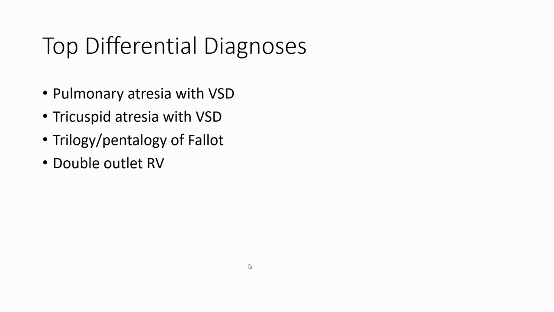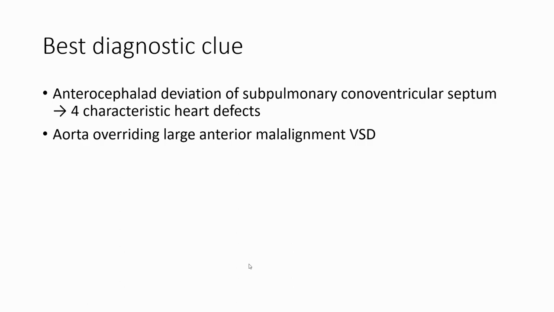Top differential diagnoses: pulmonary atresia with VSD, tricuspid atresia with VSD, trilogy, pentalogy of Fallot, double outlet right ventricle. The best diagnostic clue is anterocephalad deviation of the subpulmonary infundibular septum, leading to four characteristic heart defects: overriding aorta and a large anterior malalignment VSD.